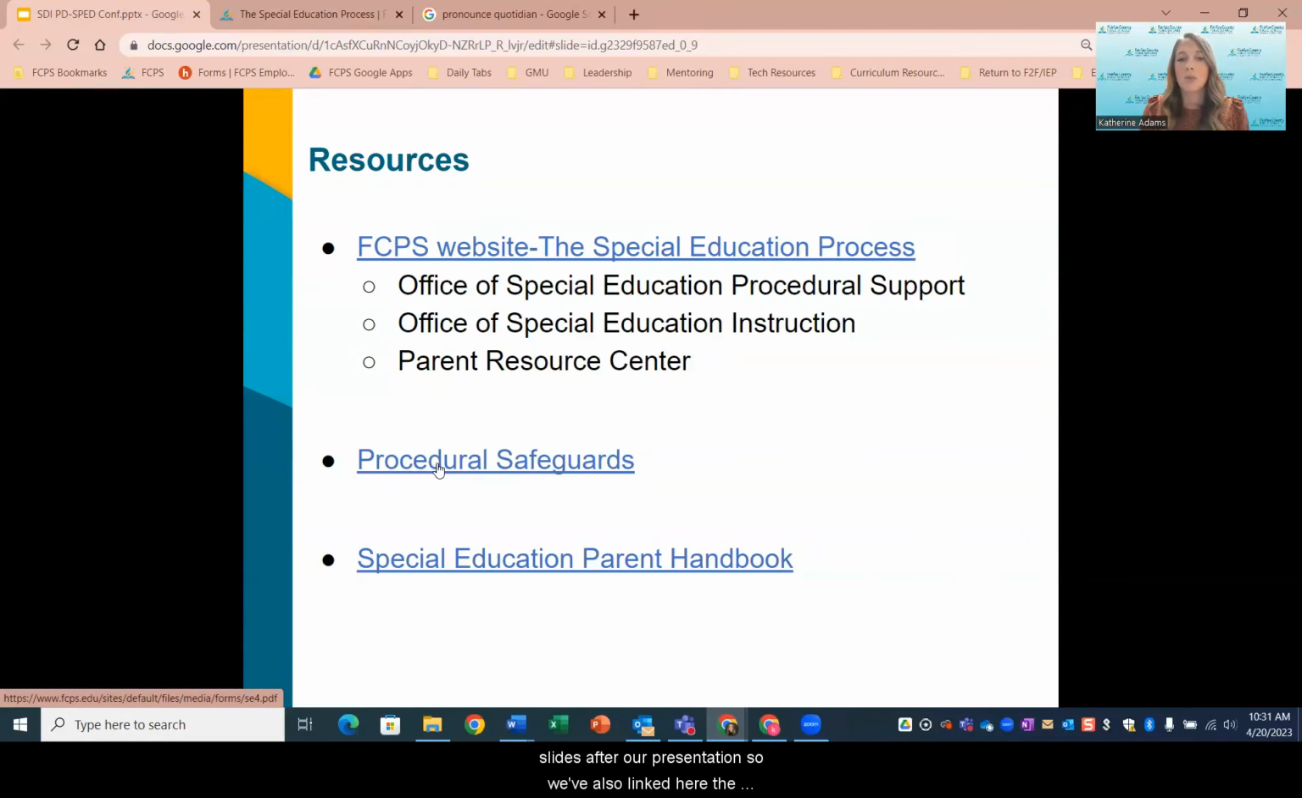So we've also linked here the procedural safeguards for families. It includes parents' rights, parent and guardian rights, and then the special education parent handbook, which really delves into further detail all about the special education process.